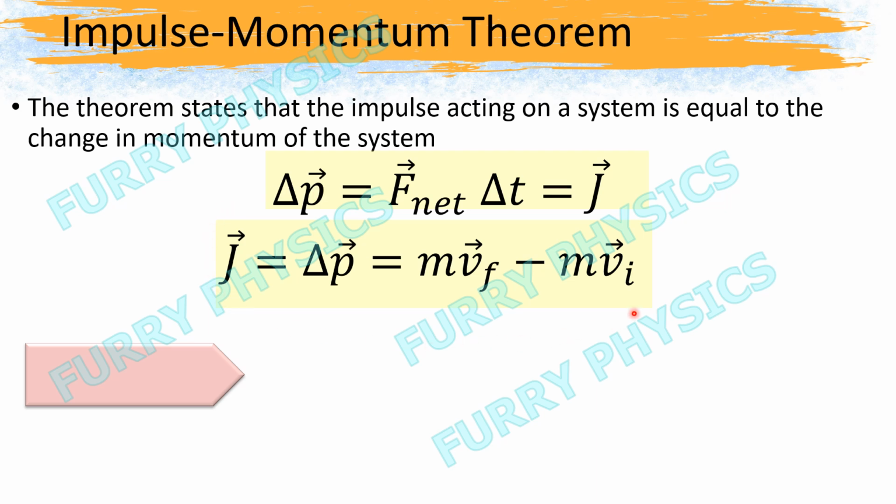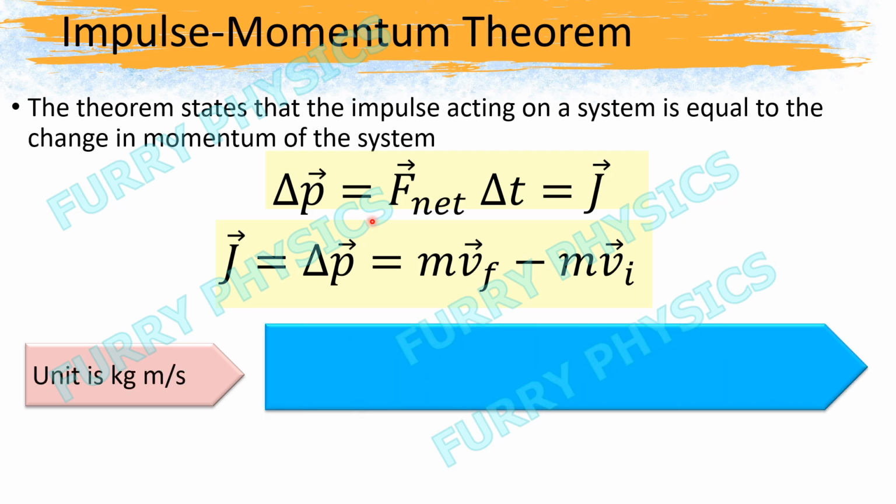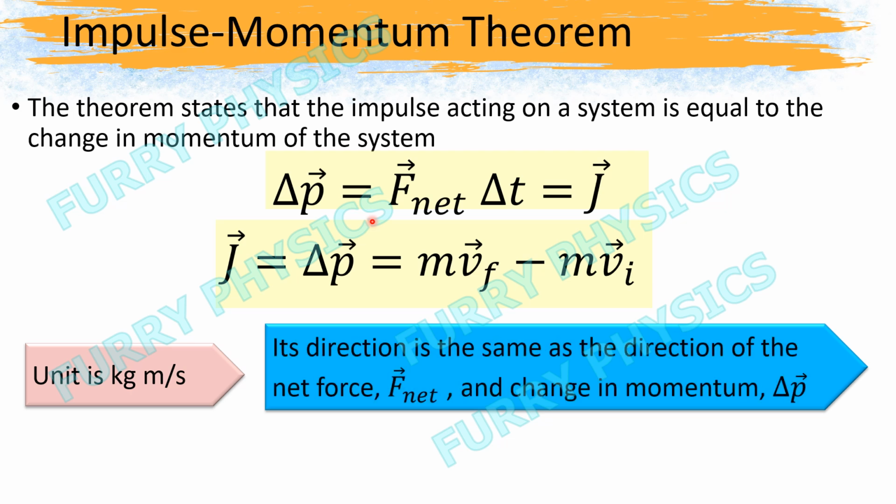And you can see in this equation that impulse J has the same direction as the change in momentum and also the net force acting on the system. Also from the equation, you can see that impulse will have the same unit as momentum, and that is kilogram meter per second. And again, the direction of impulse is the same as the direction of the net force and the same as the direction of the change in momentum.